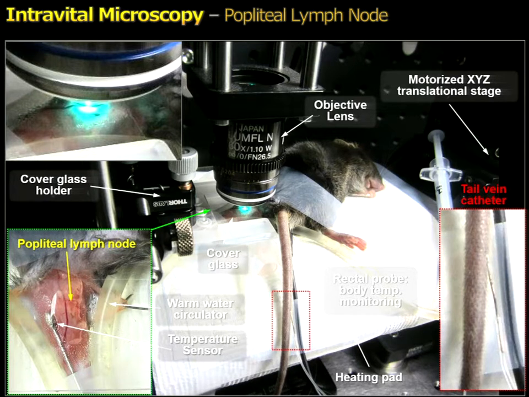And then we need to expose the target tissue. So in this case, it's a lymph node, the popliteal lymph node, it's here. So we make an incision on the skin and expose the popliteal lymph node, and then we put another warm water circulator to make the tissue temperature stable.